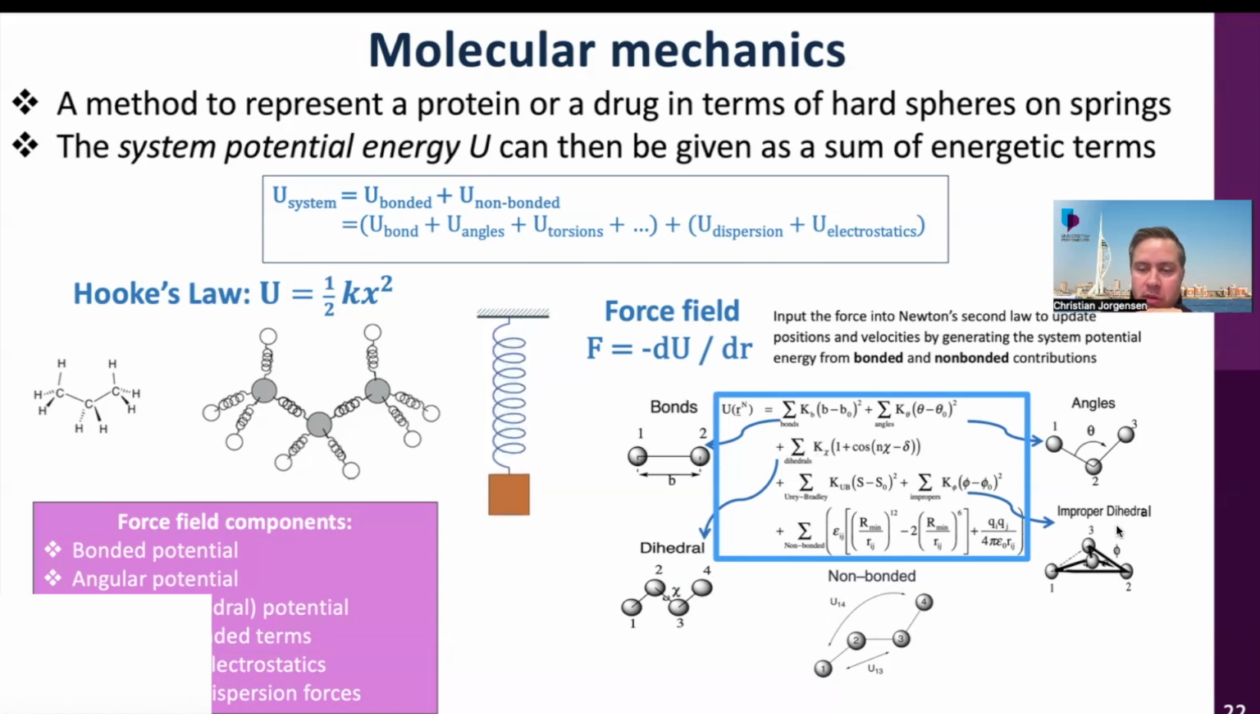Right now, I want to reiterate, we obtain the system potential energy as a sum of the terms that I have here in this table, and that I also have listed in this equation. So again, just to reiterate, the force field components are bonded potentials, angular potentials, torsional, also known as dihedral potentials, additional bonded terms that you can add to fit your model better, non-bonded electrostatics, and non-bonded dispersion forces. Okay, so you might say, well, Christian, give me an example. So we have the example here.